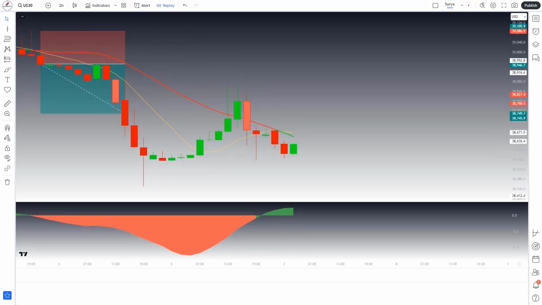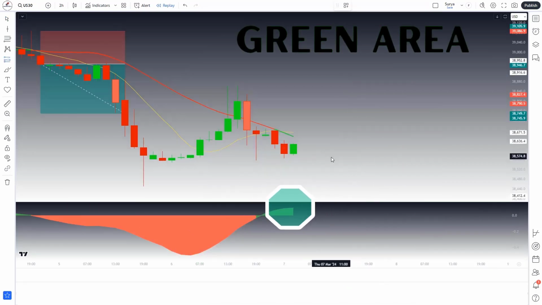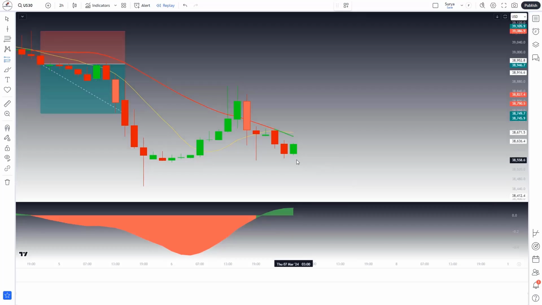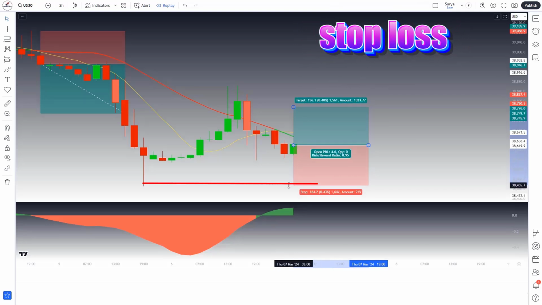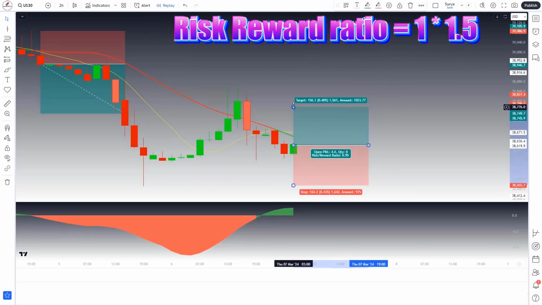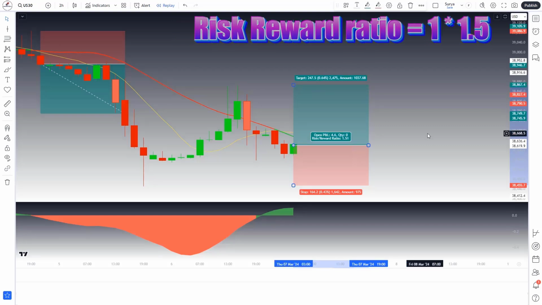When both the lines of the Setup 123 Scalper Indicator cross each other, and the plot line becomes green, and the market forms a bullish candle, and when the Elliott wave oscillator indicator forms a green area, if this condition is met, then we will take a buy order. Our stop loss is to be placed at the previous low of the market, and the risk to reward ratio will be 1 to 1.5.